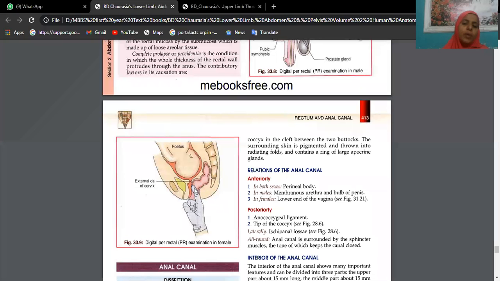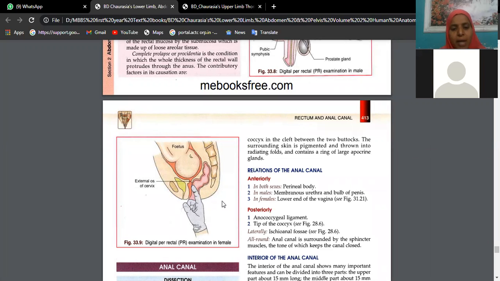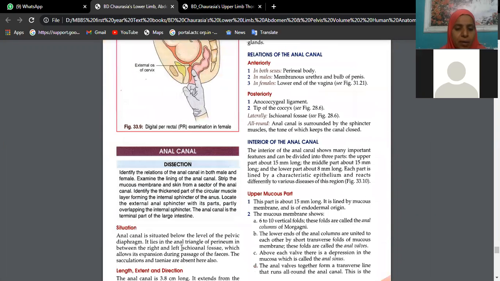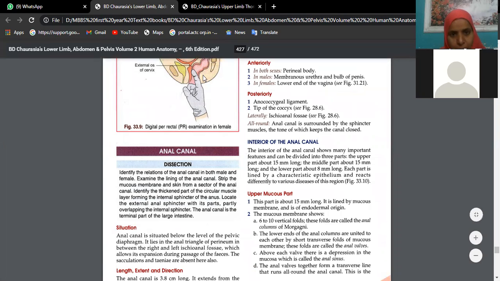Now, the first question is the anal canal, isn't it? So where do we find the anal canal? See, this is the rectum, and in the continuity of the rectum, after a narrowing, we find the anal canal. The anal canal has come as an essay question, isn't it? So the anal canal is situated below the level of the pelvic diaphragm. What are the muscles forming the pelvic diaphragm? Levator ani. Below the level of the levator ani muscle, we will see the anal canal.